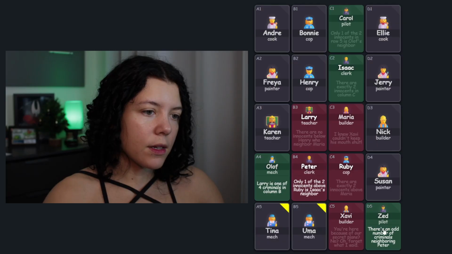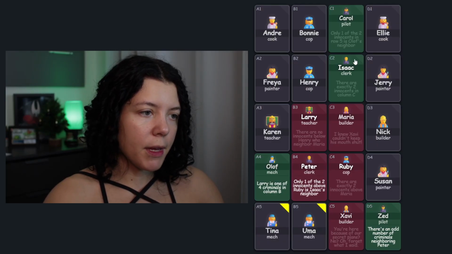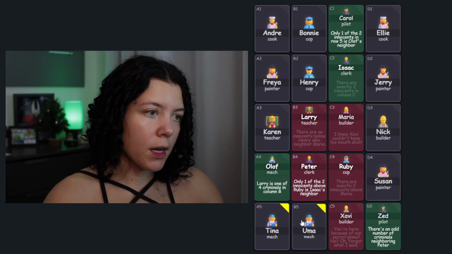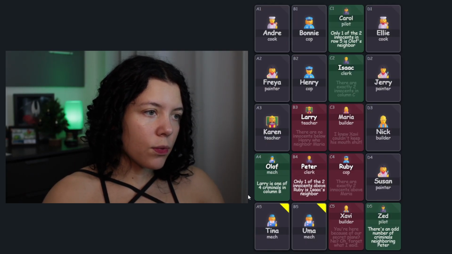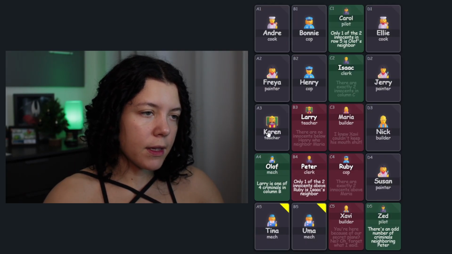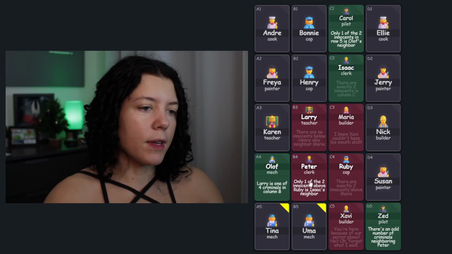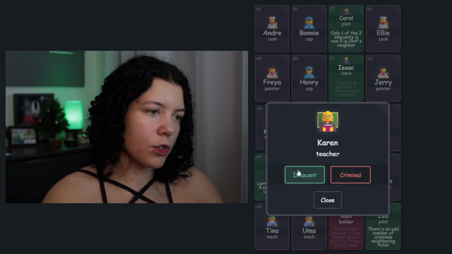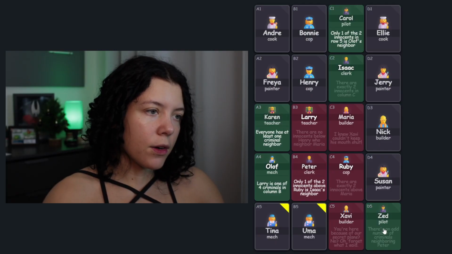And now Zed tells us there's an odd number of criminals neighboring Peter. Peter so far has Larry, Maria, Ruby, and Xavier. That's 4 criminals. The 5th one is gonna be here, either Timna or Uma. There could be a 6th one who would be Karen, but then Peter would have an even number of criminal neighbors, so Karen couldn't be a criminal. She has to be an innocent. Now Karen tells us that everyone has at least 1 criminal neighbor.